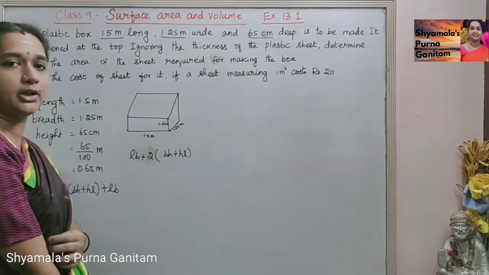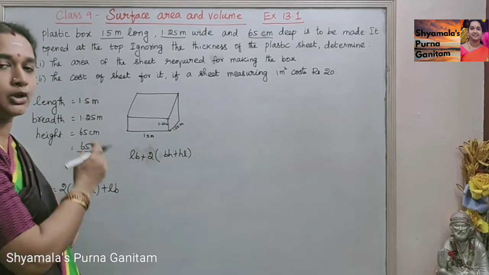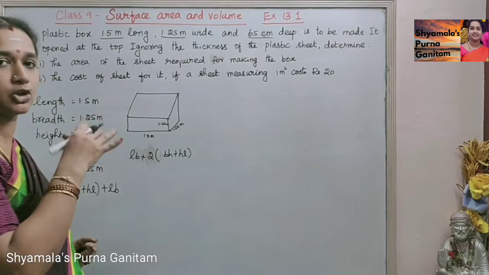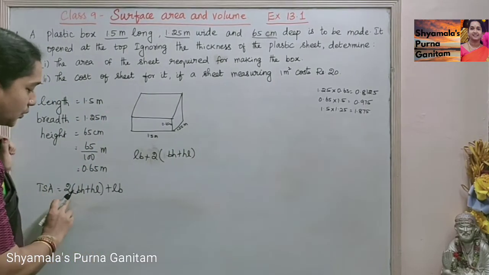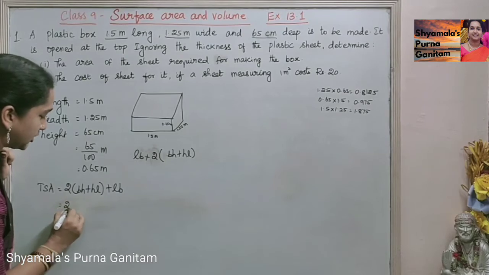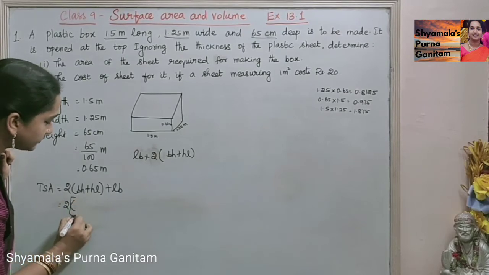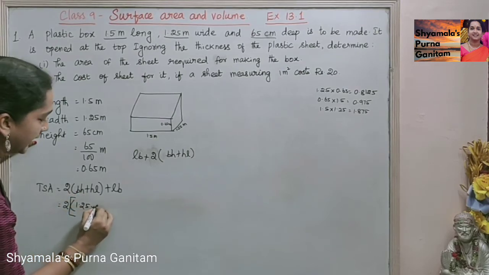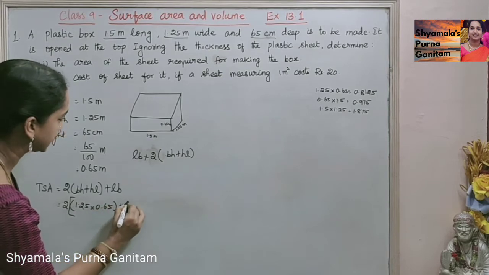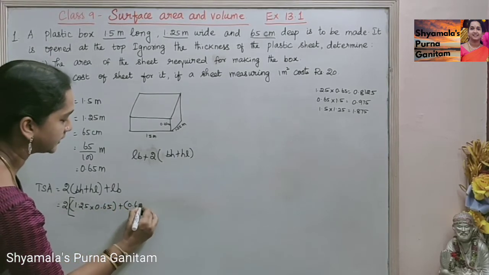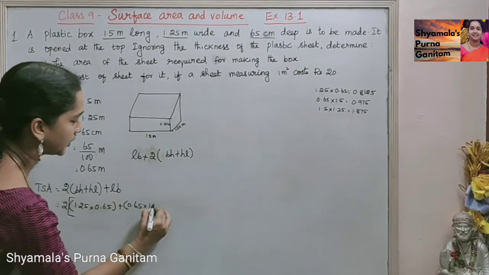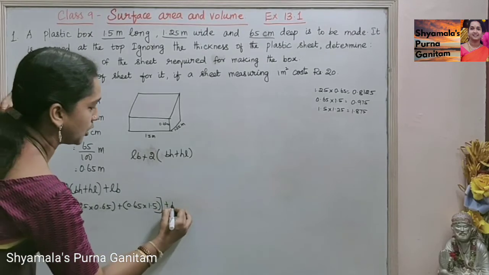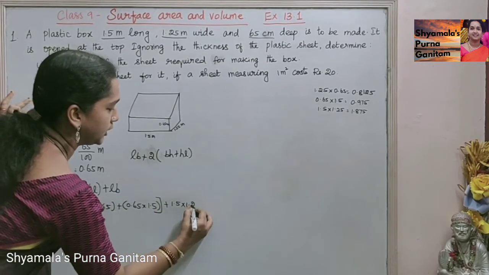In another way also we can do: the total surface area, we take 2 into LB plus BH plus HL, minus 1 LB. If we subtract also we will get the same thing. Now when we substitute all these values, we get 2 into breadth into height, so breadth 1.25 into height 0.65, plus height 0.65 into length 1.5, then plus length into breadth, 1.5 into 1.25.